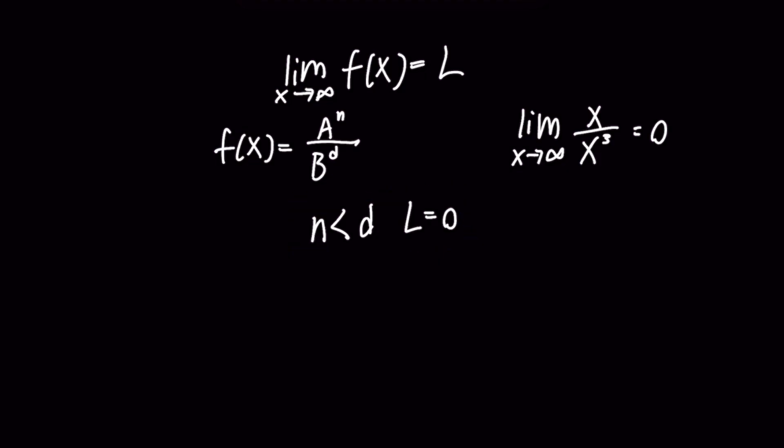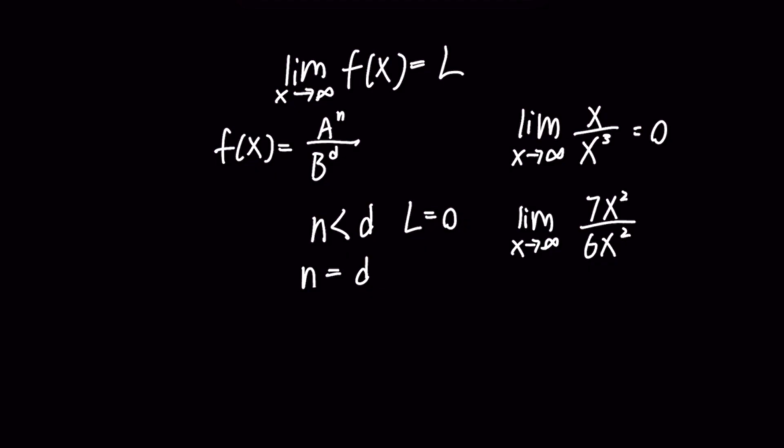The next one, what if the degree of the numerator is equal to the degree of the denominator? That's going to look something like this. We have 7x cubed over 6x cubed. You see the degree here is the same. So when the degree is the same, we're going to look at the leading coefficients, 7 and 6.